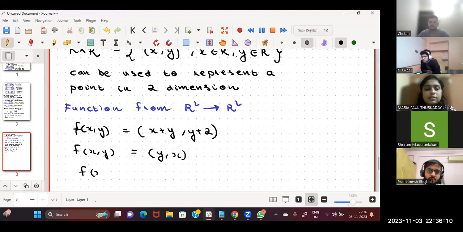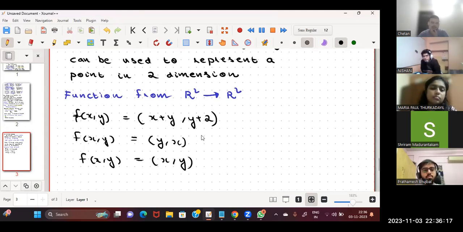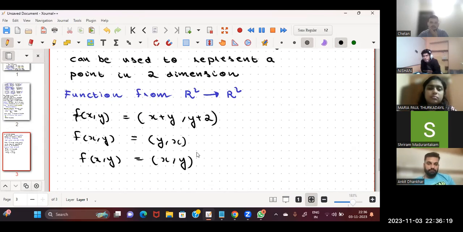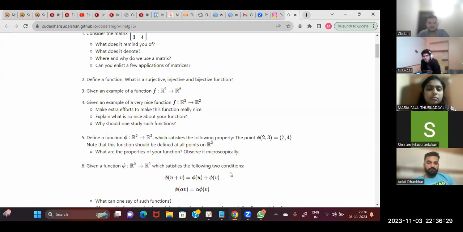Literally f(x, y). This was the other example in the chat. f(x, y) equals (x prime, y prime), that is (x dash, y dash). Okay, that's another function that we have.